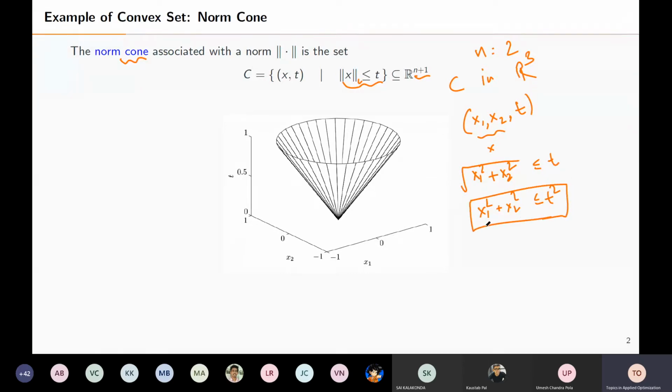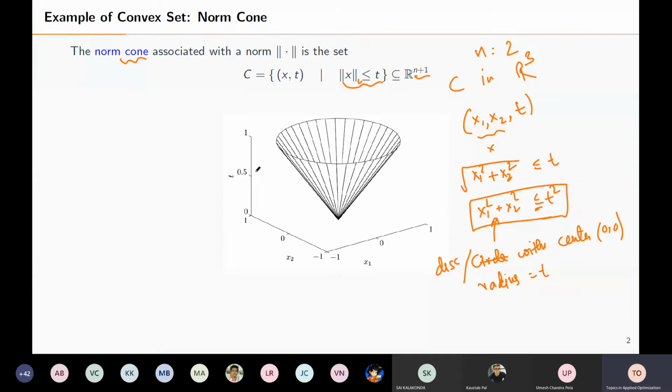From here what we understand is the set of all (x1, x2) centered at the origin: a circle with center (0, 0) and radius equal to t, for a fixed t. And it's not just a circle, basically it's a disk. Equality gives a circle, but with less than or equal to, the inside part is taken too, so it's a disk.